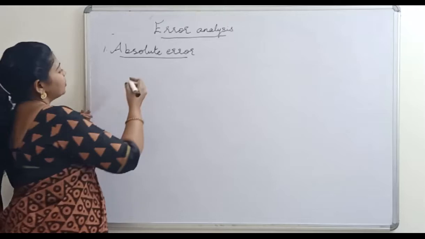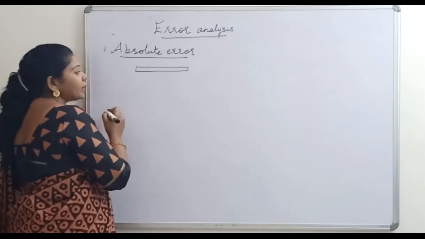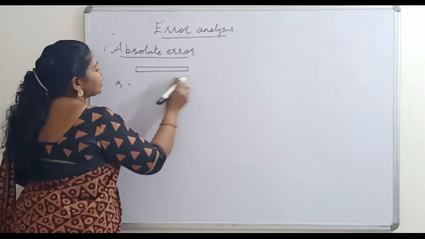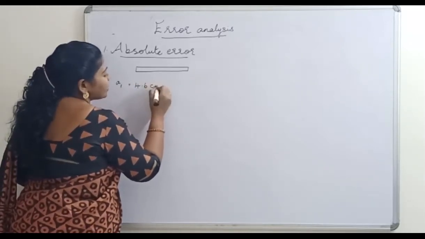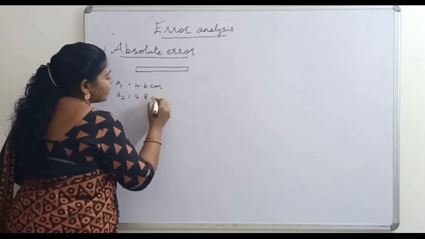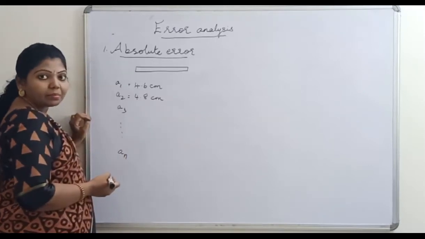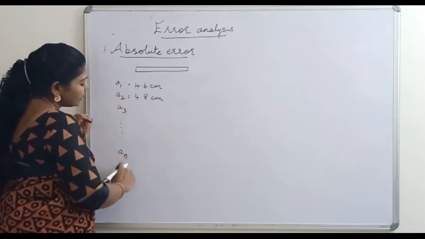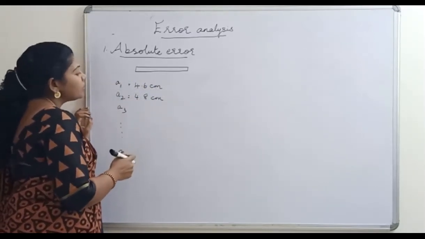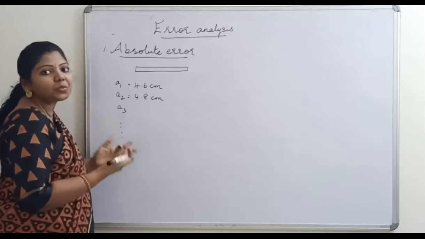Here, for example, we are going to measure the length of a rod. A1 is the first trial which I am doing. I got the value as 4.6 centimeter. A2 is the next trial, which I get as 4.8 centimeter. Like that I am taking different trials, n number of trials. In these n trials, I am getting slightly different readings. So what is the true value of this rod? I am getting different readings, so what will be the true value of this rod?